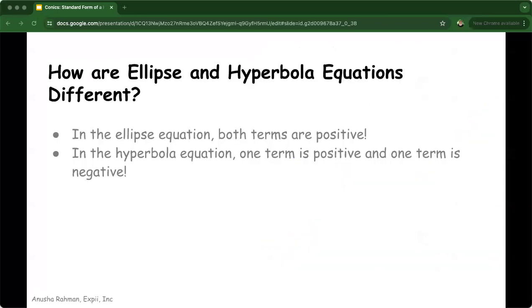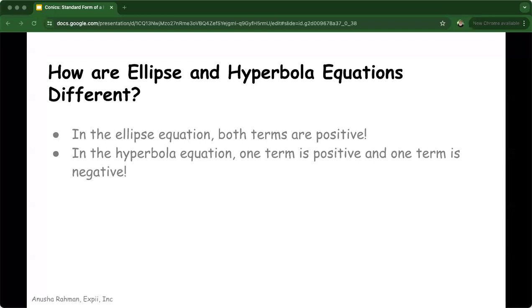So you may be wondering how the ellipse and hyperbola equations are different because they look so similar. The key difference lies in the sign between the terms involving x squared and y squared. In an ellipse, both terms have the same sign, either both positive or both negative, while in a hyperbola, the terms have opposite signs. This distinction determines the shape and orientation of the curves.